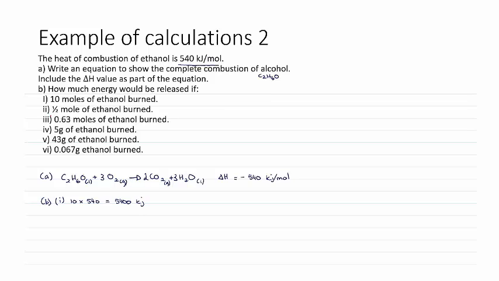Okay, for part 2 and 3, same sort of idea. So instead of multiplying by 10, you'll be multiplying by half and by 0.63 respectively. Okay, when we get to question 4, this time we haven't been given the number of moles, we've been given the mass. So what you'll need to do first of all is to work out the number of moles that this corresponds to. So as previously, first step is to work out the molar mass.